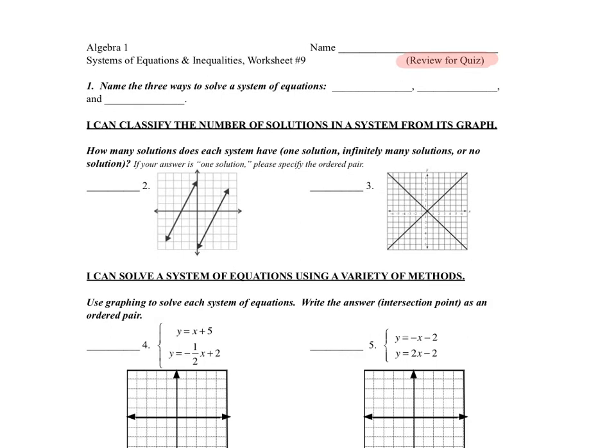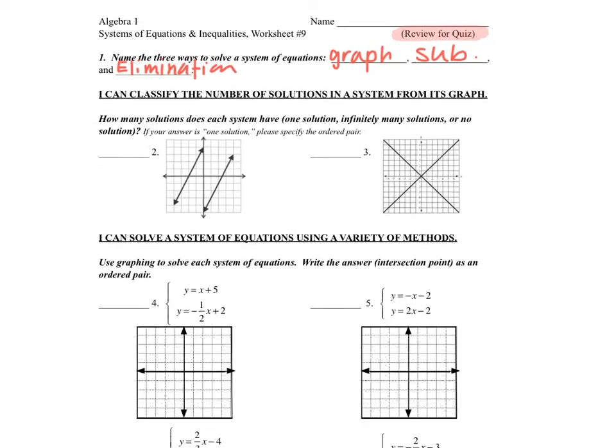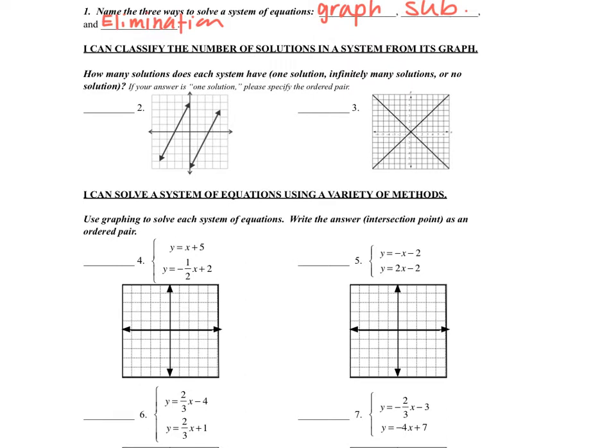Okay, we have graphing, substitution, I'm going to abbreviate and just put sub, and elimination, E-L-I. Okay, moving on to number 2 and 3.